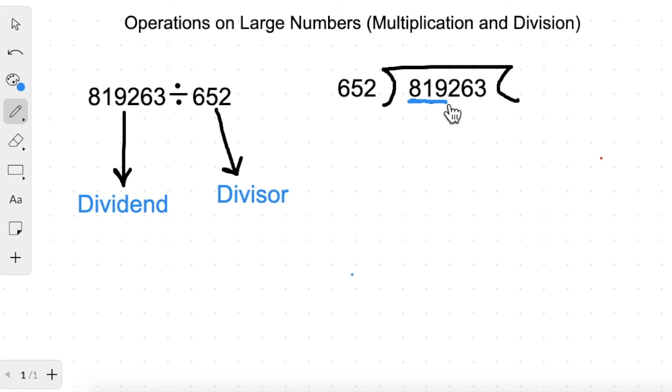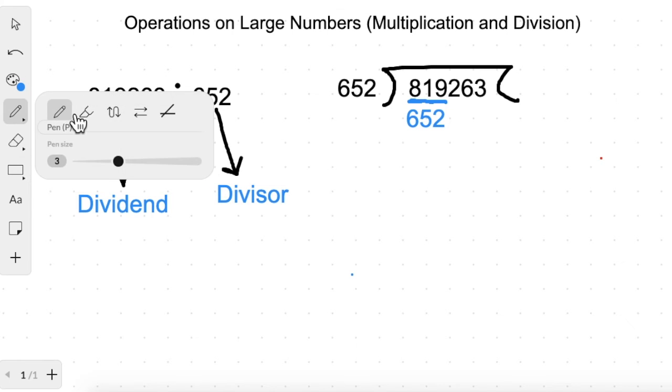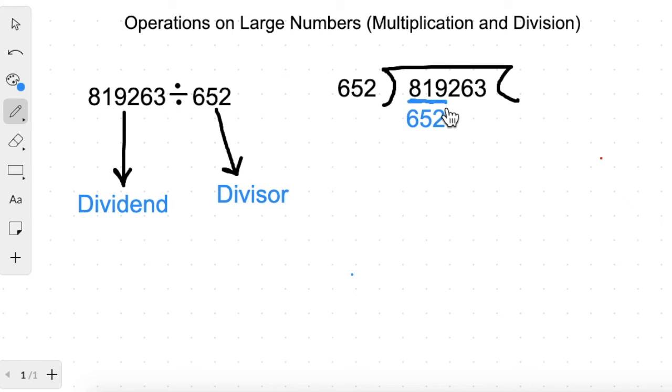Yes, one time. I can take 652 one time in this number. So I'll just write it down. I have taken it one time. Where should I write this one? This one should be written exactly on the top of this number. Wherever this number is ending, it should be exactly there. This one will be here.